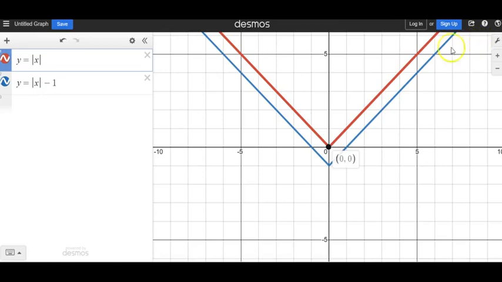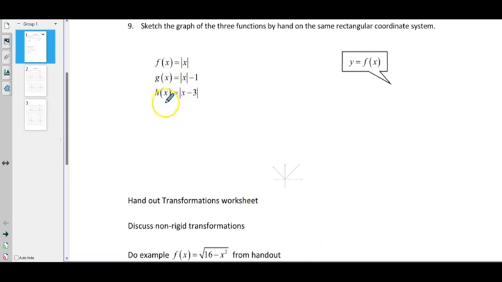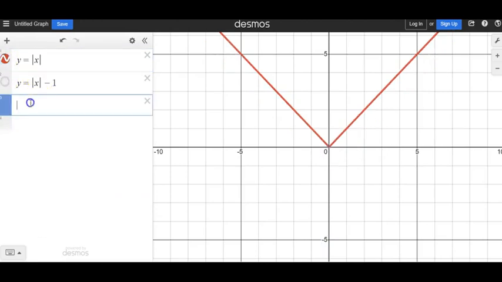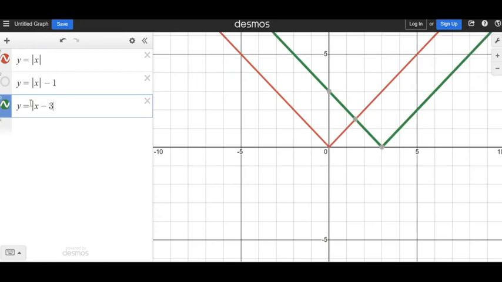Okay, so our second function here, note the difference. We would call this outside because it is outside of the absolute value function. And for h of x, our function is the absolute value of x minus 3. Let's see what that looks like. We have y equals the absolute value of x minus 3.